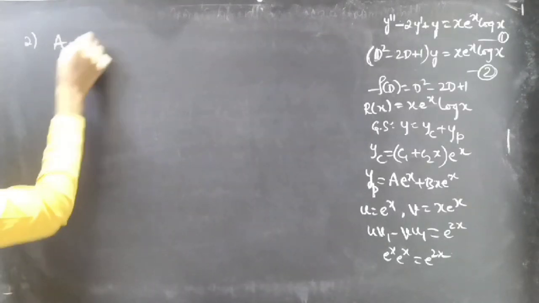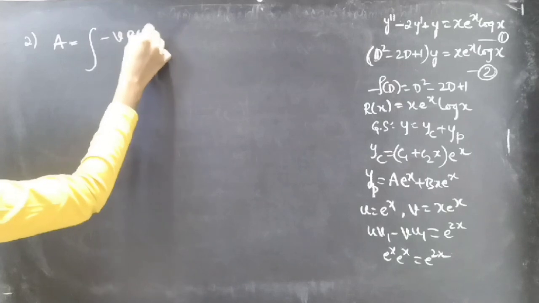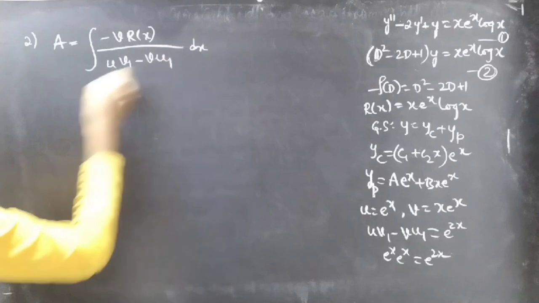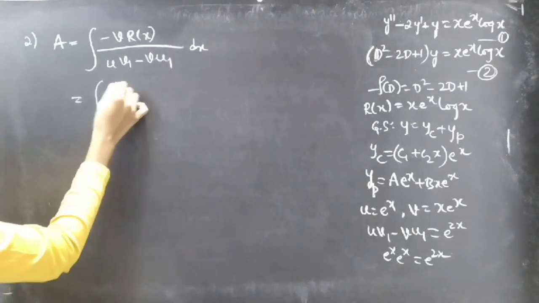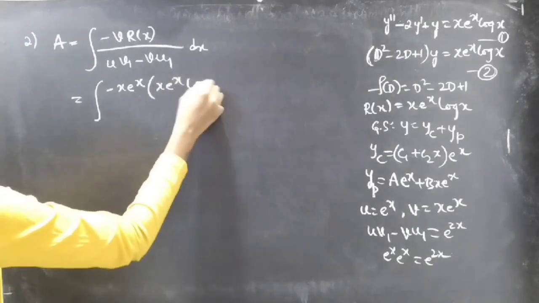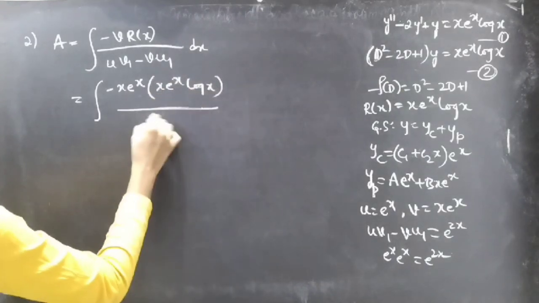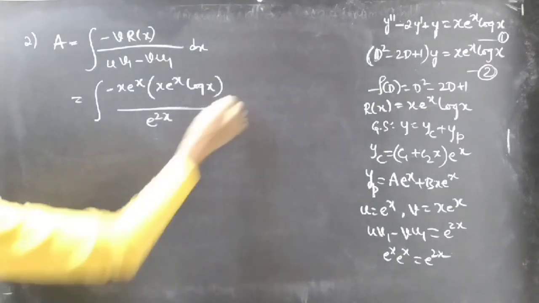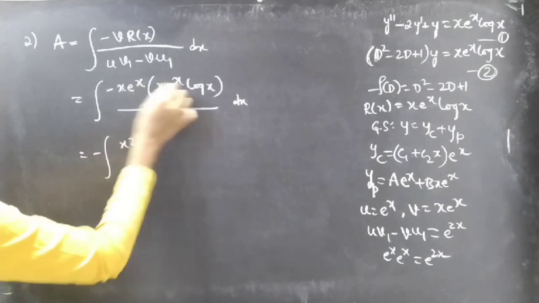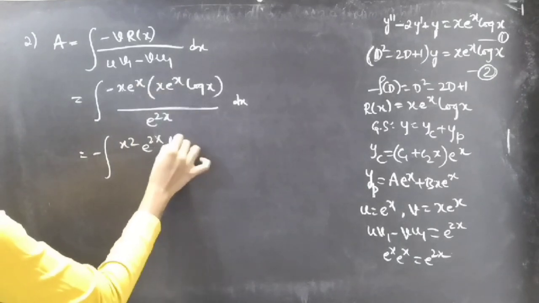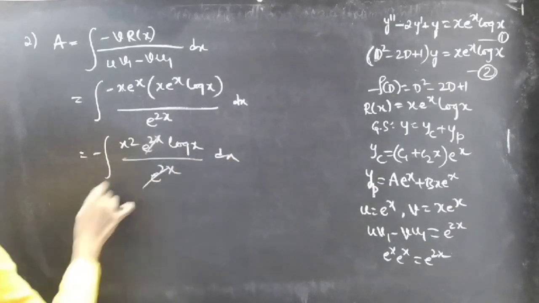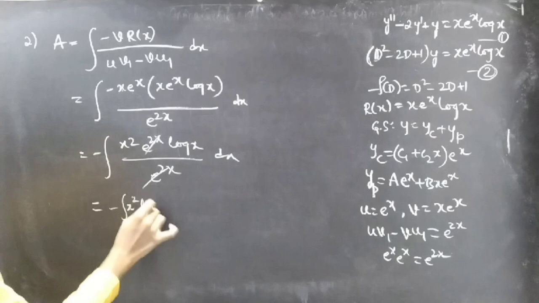Now coming to A, it is given by integral minus v into r of x by uv1 minus vu1 into dx. This gives us integral minus v, x e power x, into r of x, which is x e power x log x, by uv1 minus vu1 which is e power 2x, into dx. This equals minus integral x into x square e power x into e power x, e power 2x log x by e power 2x. Here e power 2x gets cancelled, we'll get minus integral x square log x dx.